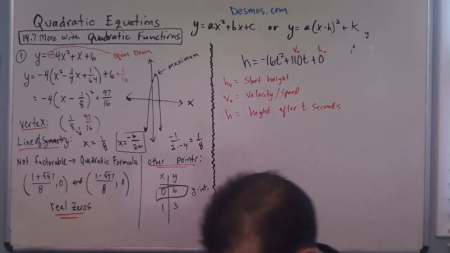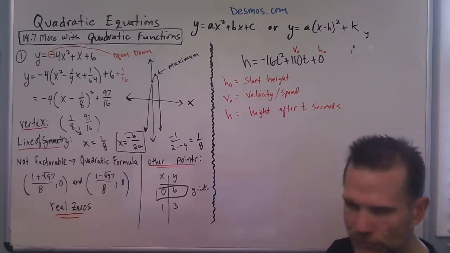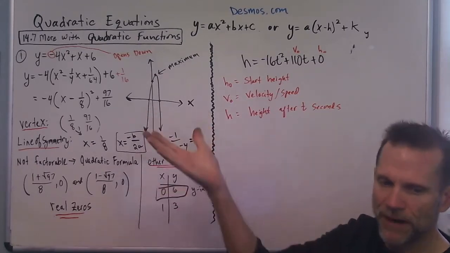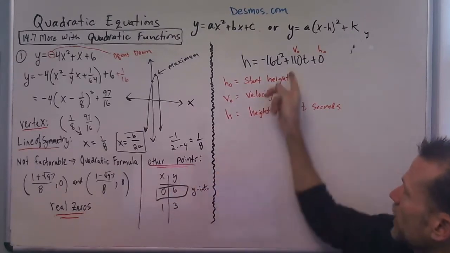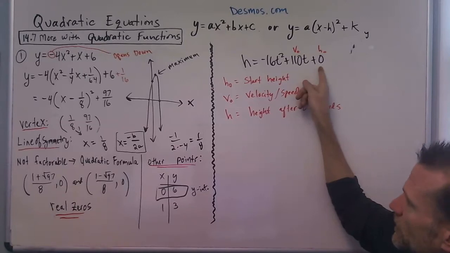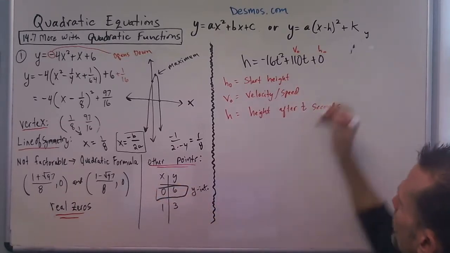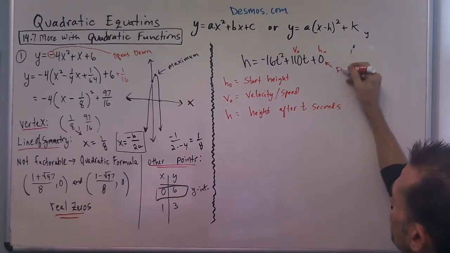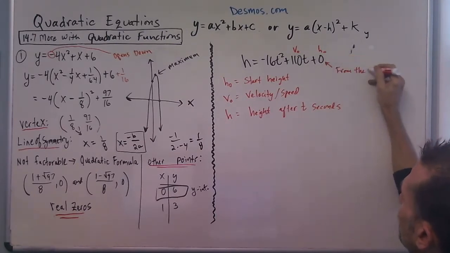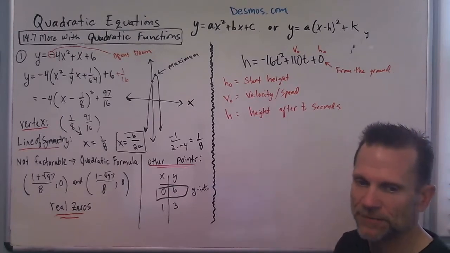Okay, so now the next problem says that this ball is thrown up from the ground, and it has a velocity of 110 feet per second, and the start height is 0 because we're starting from the ground and the ball is thrown up. So this is from the ground. All right, and then what they want you to do in this problem is find the max height of the ball.